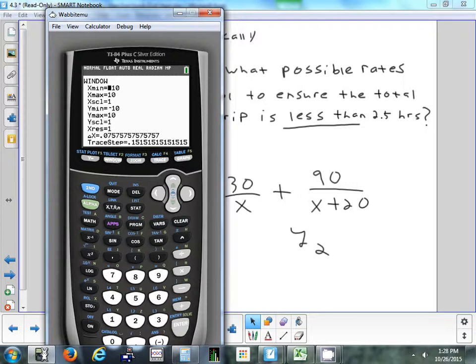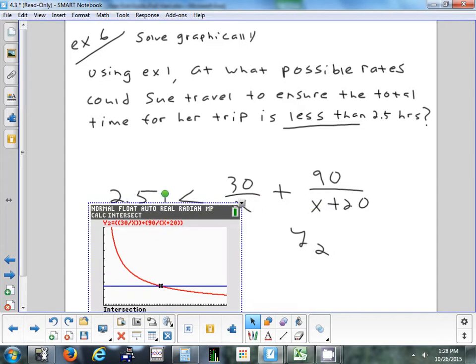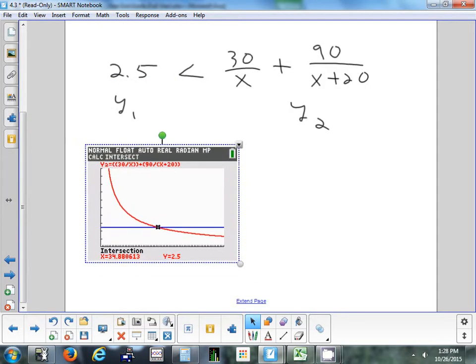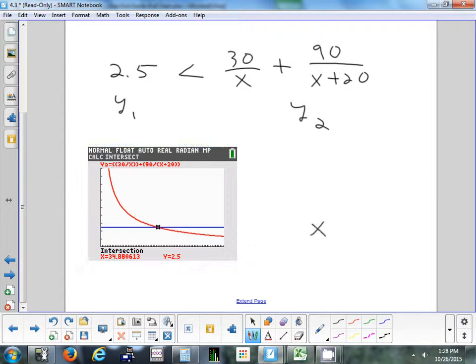We got to set our window back the way we had it. I think we went up to like 75 miles an hour. And what's the first thing I got to find? It's the same step as solving an equation. Find the intersect. So they intersect at 34.88. So how do I write my answer? Less than 34.8.